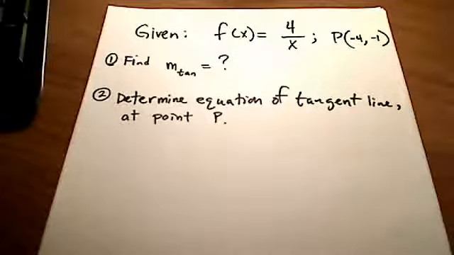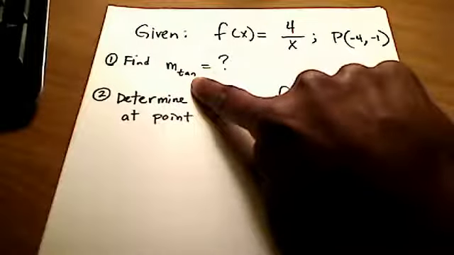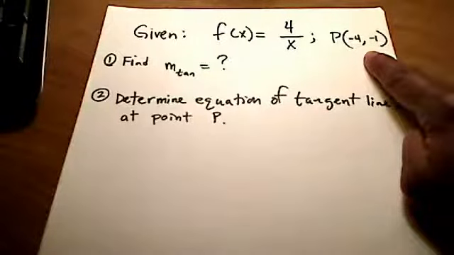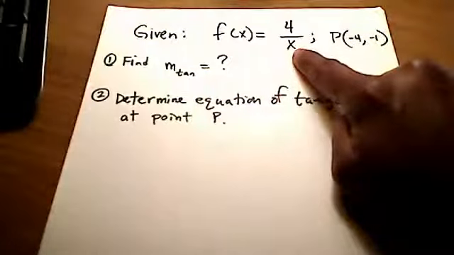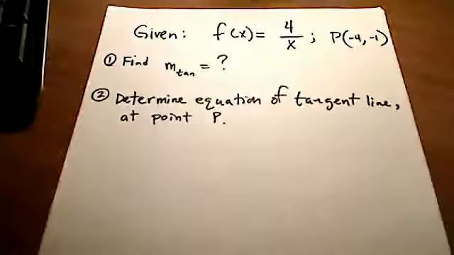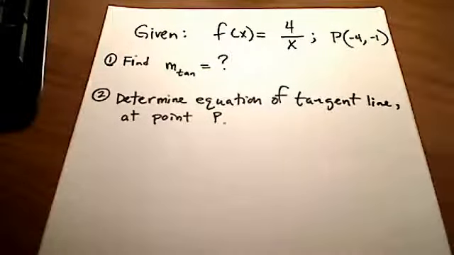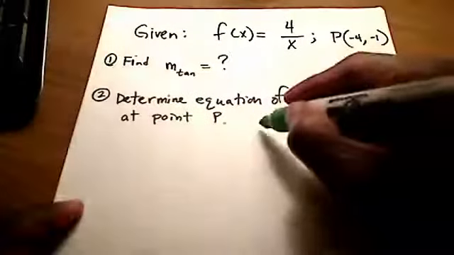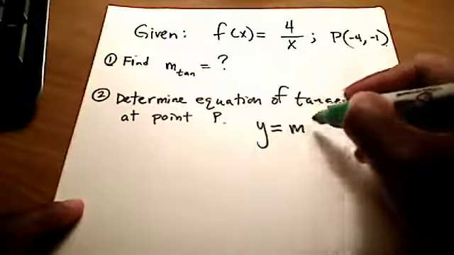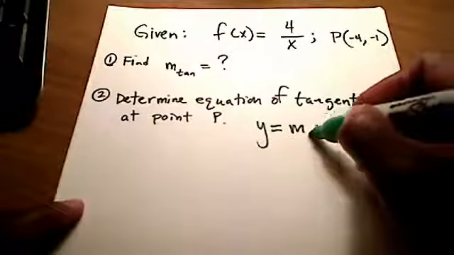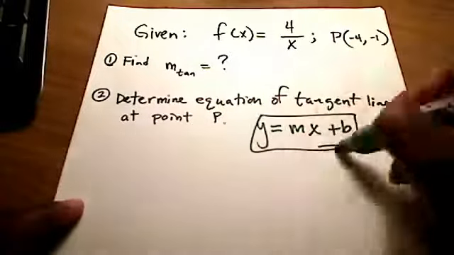Alright, in this video I want to demonstrate how to find the slope of a tangent line at a particular point. In this case at point P, which is (-4, -1), of a given function. It's a rational function, 4 over x. And then we're going to determine the equation of the tangent line at a particular point. And oftentimes we want that equation in slope-intercept form, so y equals mx plus b. So that's the form I'm going to put that equation in.